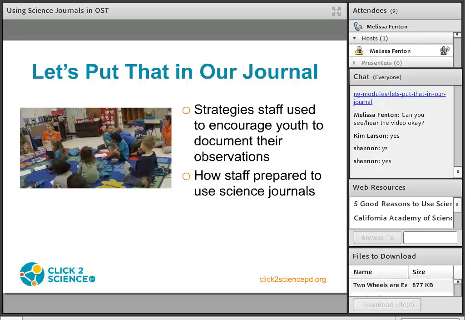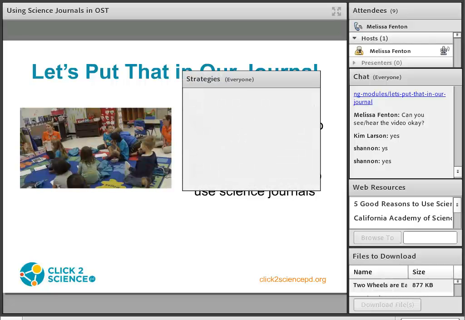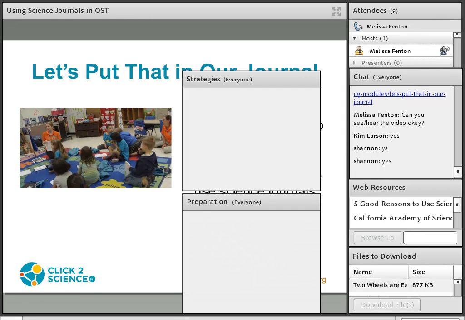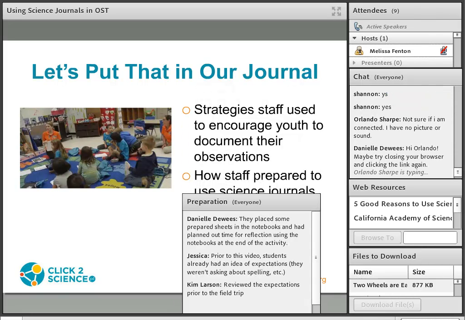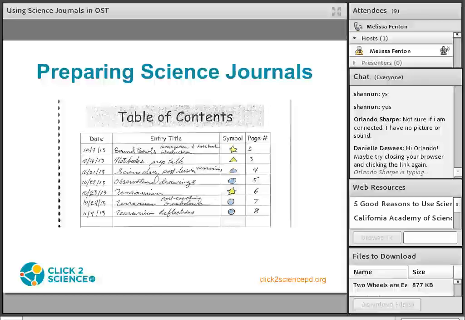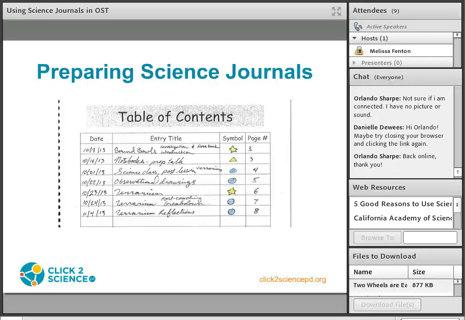A couple more chat pods. You'll see one called strategies and then also one called preparation. And in each of those chat pods, please type in the strategies that you saw the staff member using to encourage you to document their observations in their journals. And in the preparation chat pod, and as we move on, we are going to talk about how you can prepare for using science journals in out of school time.